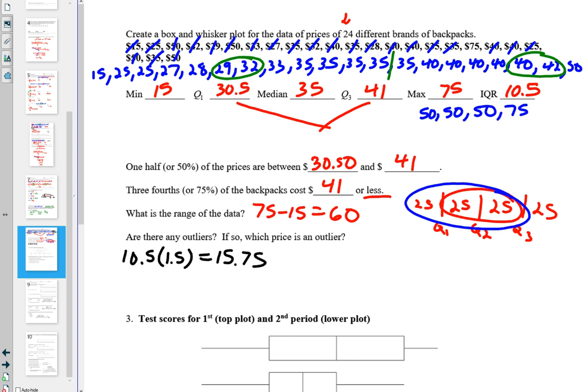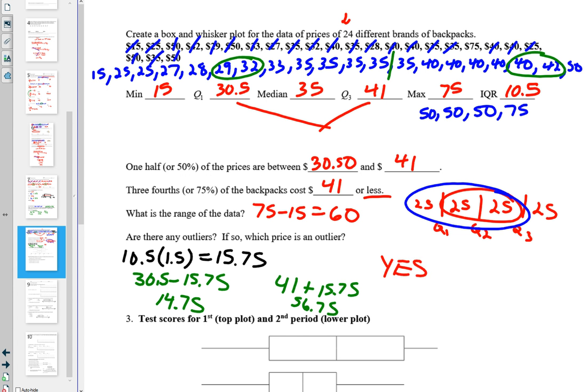15.75. Okay. So then yes, once you've established this, then yes, 30.5 minus 15.75. You said what? That was what? 14 point what? 14.75. Then on the high end, 41 plus 15.75. That gives me 56.75. So if we're going to have any outliers, it looks like we do.